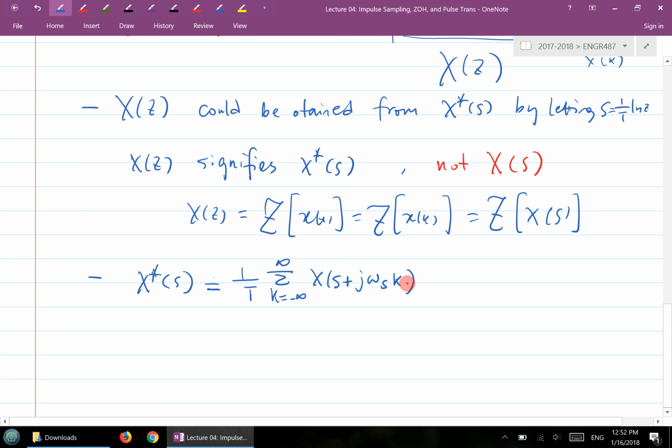So what is the symbol here, this omega s? This is your sampling frequency. Your 2 pi over the sampling time, capital T, will give you this omega s. And k, of course, is just the time varying number here, and T is the sampling time.